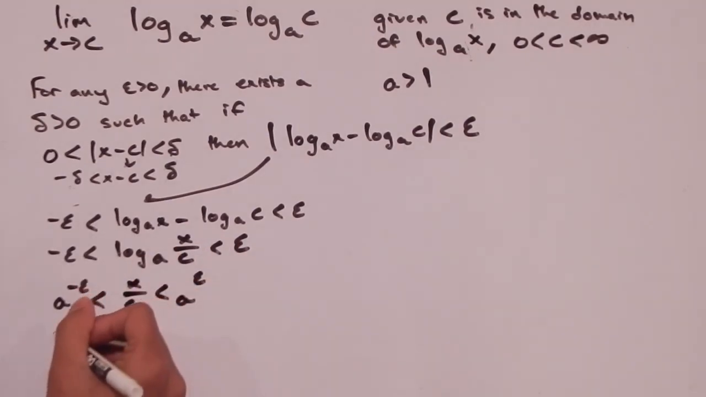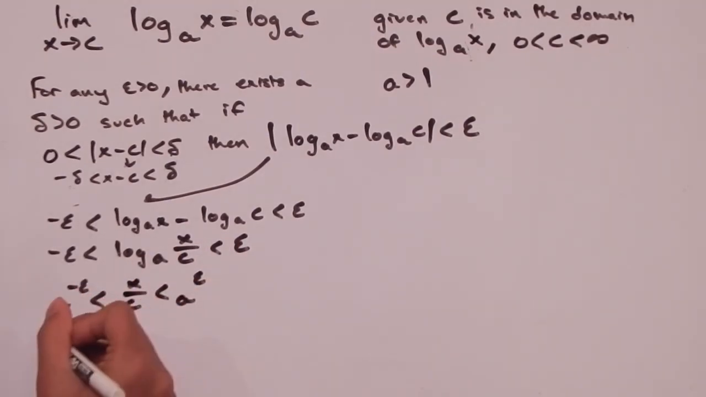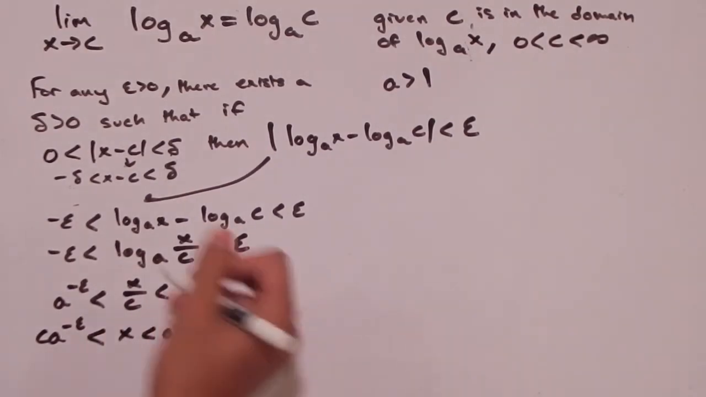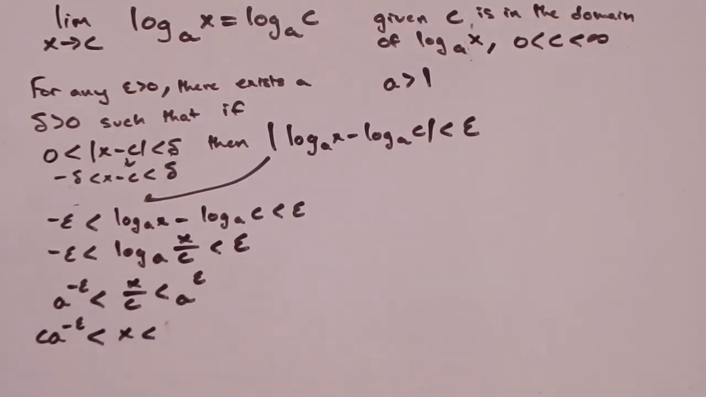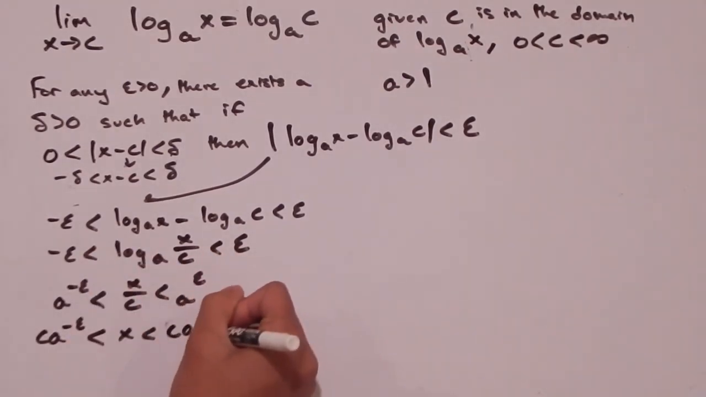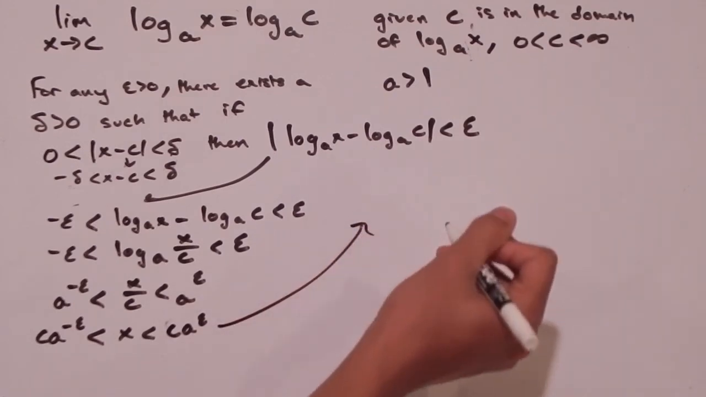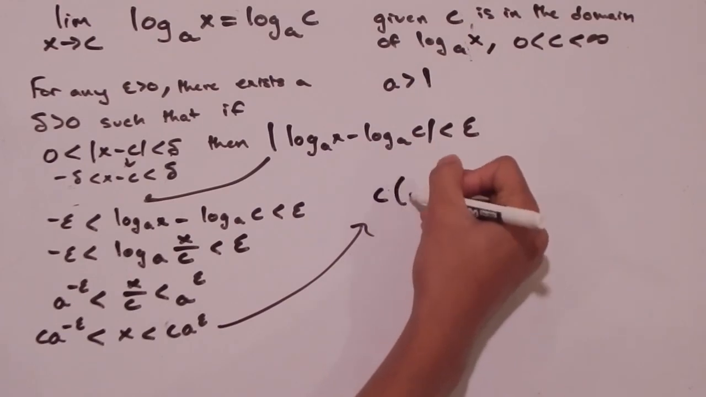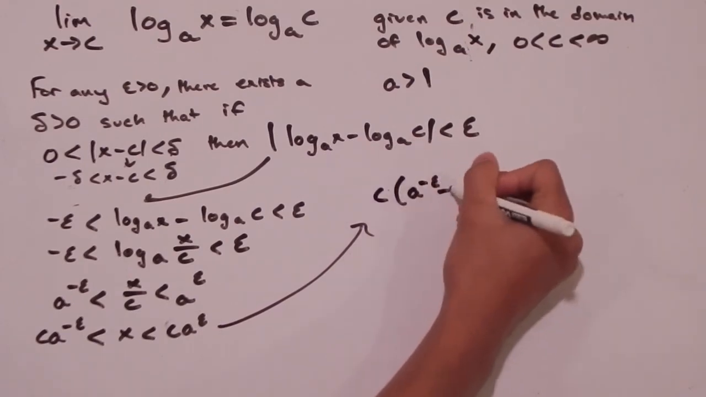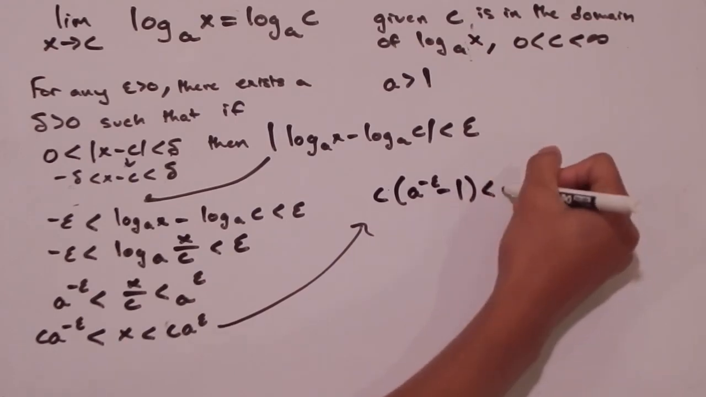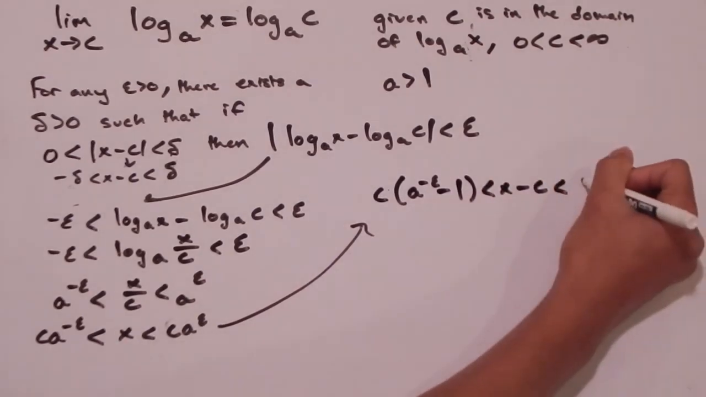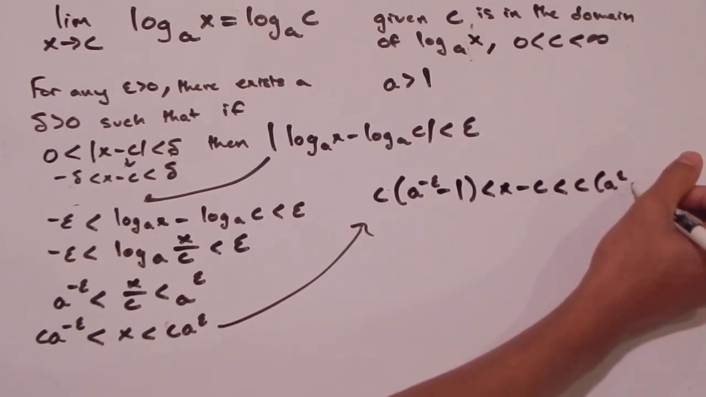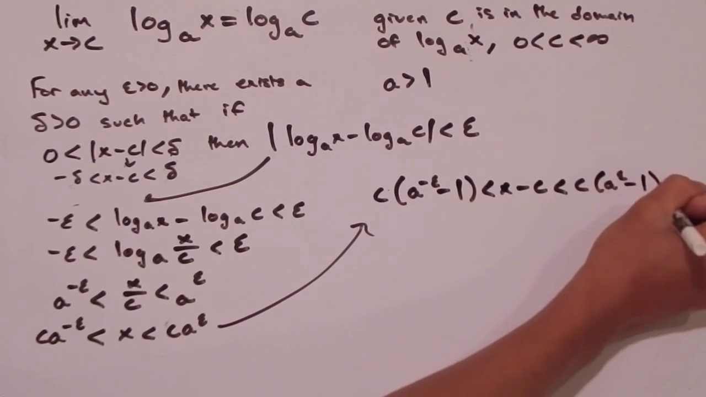We're going to keep going and just multiply each part of the inequality by c. And there should be a c there as well. Now I'm going to subtract c from each part. Now I'm going to factor that c out of this part of the inequality and the next part as well. So I'm going to factor that c out. And this is going to be -1 as well.